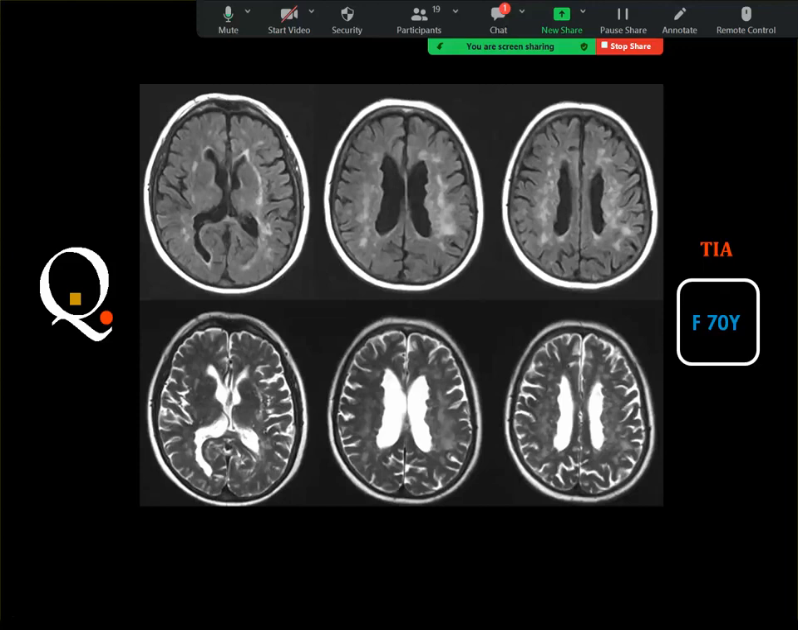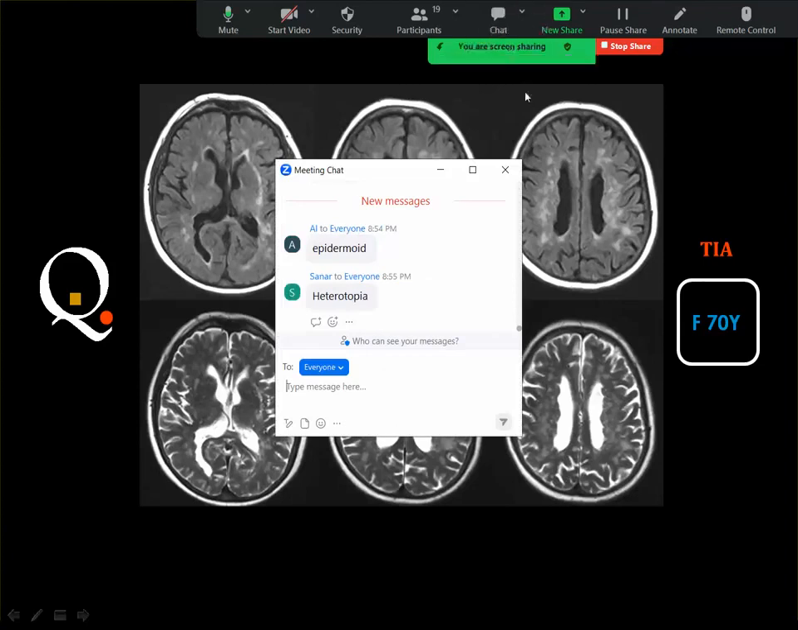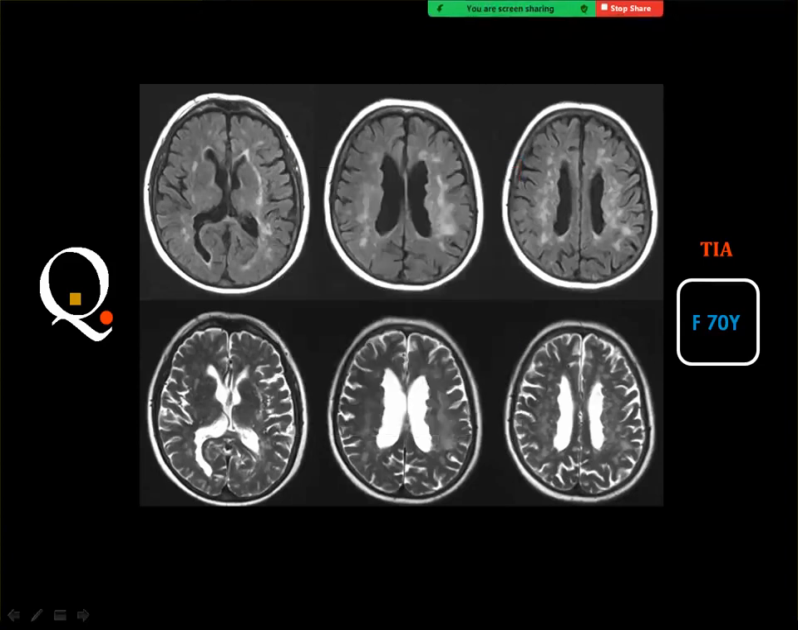And this is actually not a child, but she had a disease which usually presents in the pediatric age. She presented with transient ischemic attacks, and these are the brain MRI. Yes, and the answer is right. This is gray matter heterotopia.